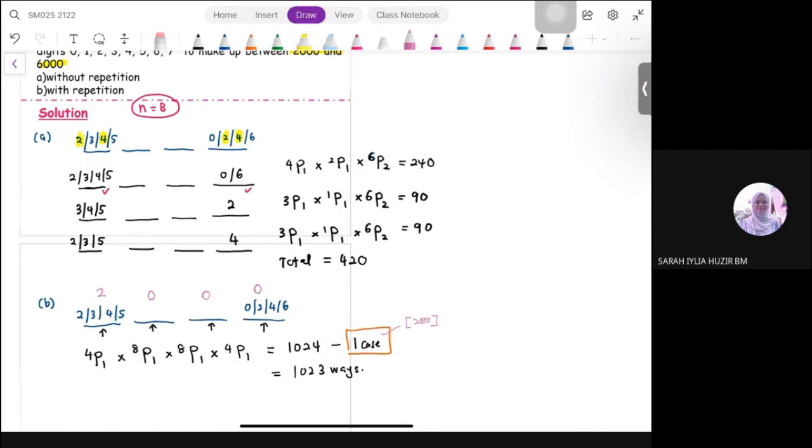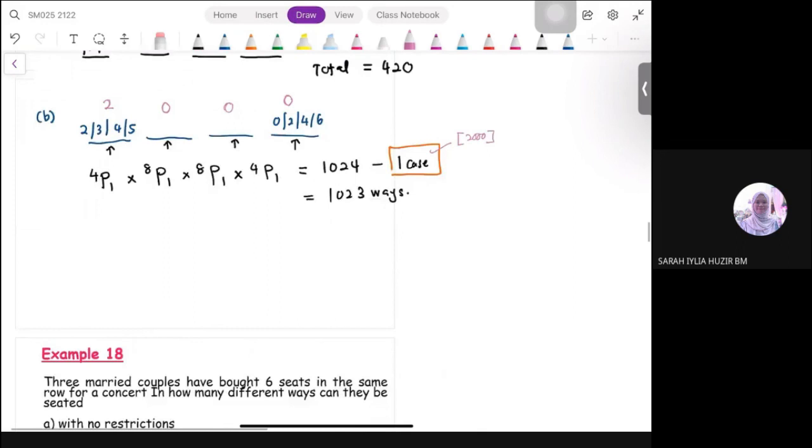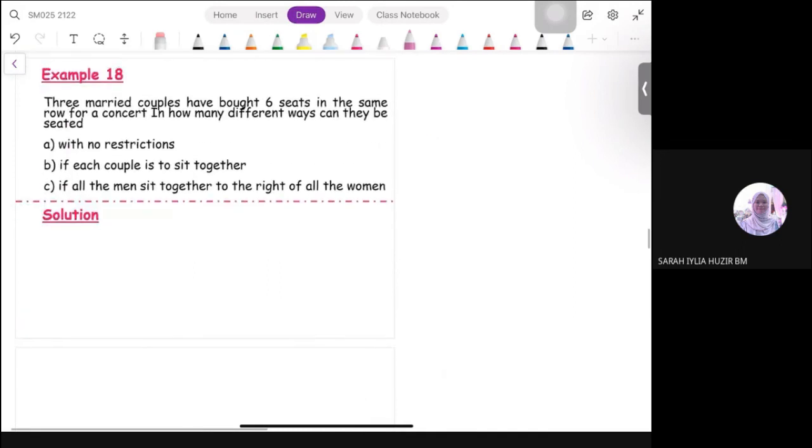Alright. If with repetition, means every single digit can be used repeatedly, kita tak perlu pecahkan case. We just straight away consider digit by digit. Setiap kotak tu kita consider syarat. Tak payah asingkan case. Okay. So that's for condition digit. Kita cuba last one for this video.